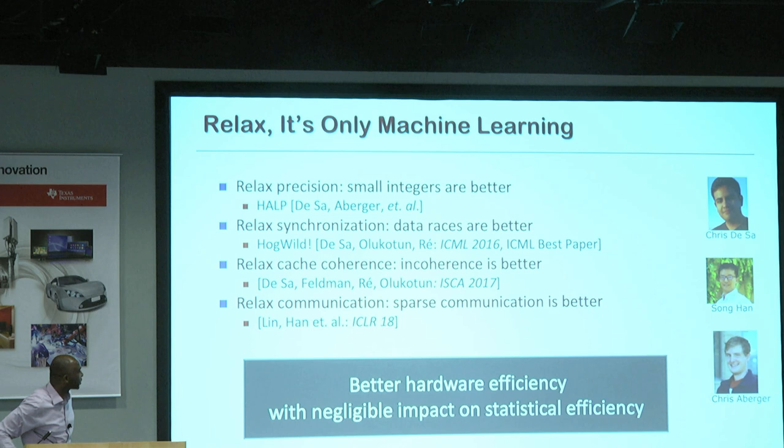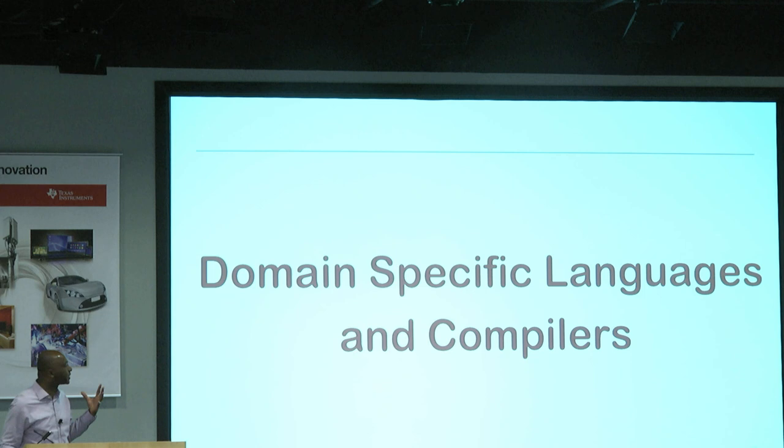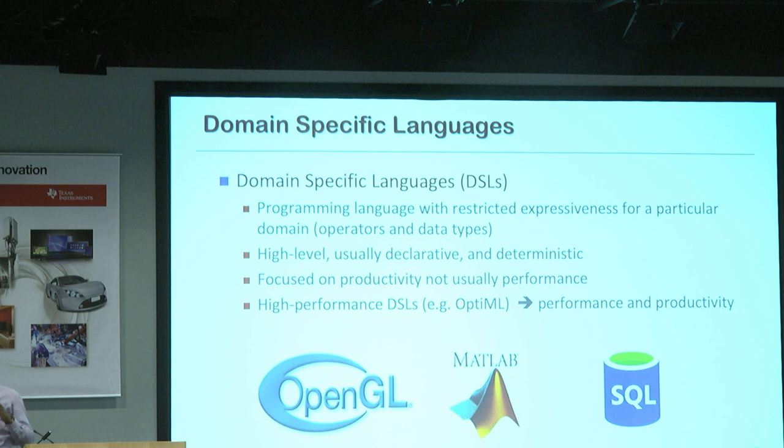All right, so now we've got algorithms that are exploiting the statistical nature of the computation. How do we encode these algorithms? We're going to use domain-specific languages that represent these algorithms as productively as possible from the point of view of the application developer. So let me just say a few words about domain-specific languages. Domain-specific languages are languages that have both operators and data types that match the problem at hand, right? So they're restricted. They don't do everything. They're focused on a particular domain. They're usually high level, and usually they're declarative.